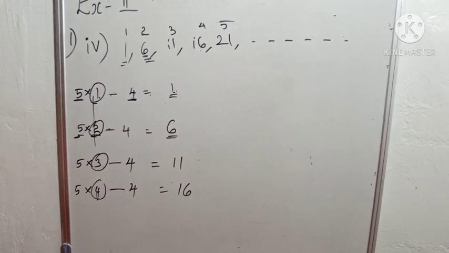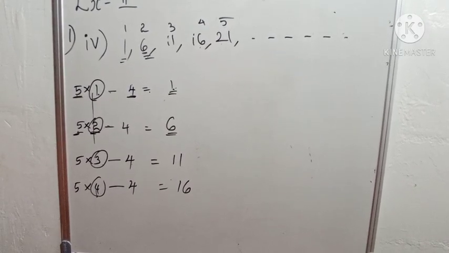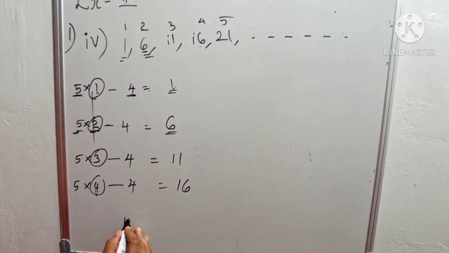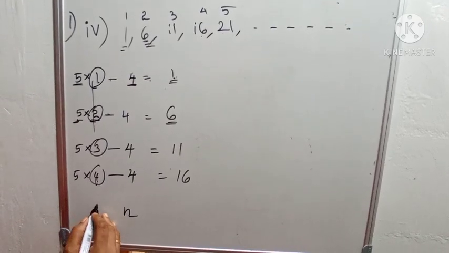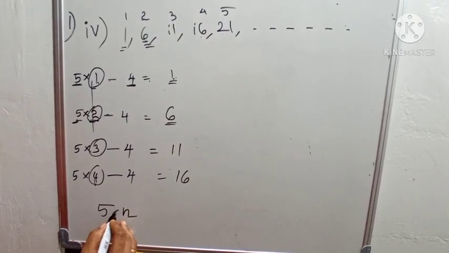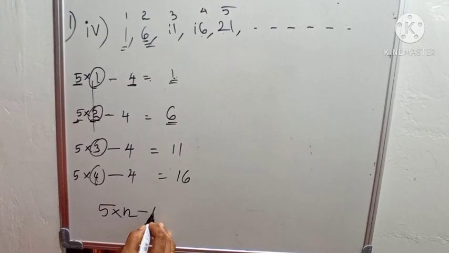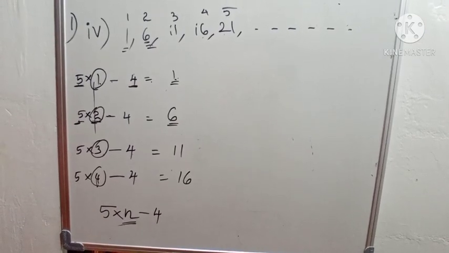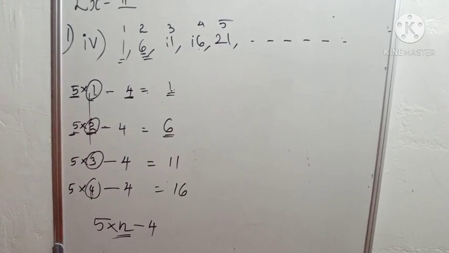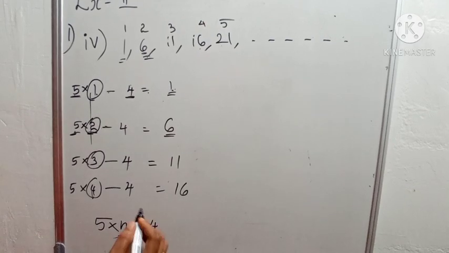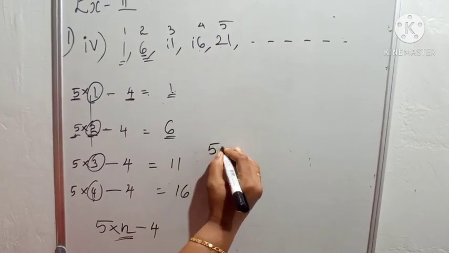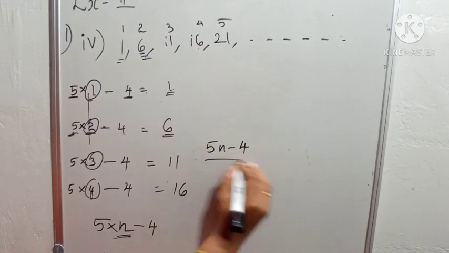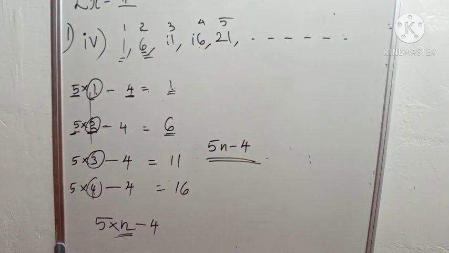Then how do we write the algebra of this sequence? See, if n is the position, then the nth term is 5 into n minus 4, where this n can take the values 1, 2, 3, etc. So the general form of this sequence is 5n minus 4. Okay, children.